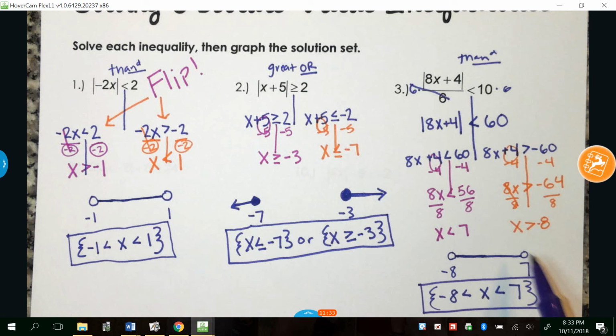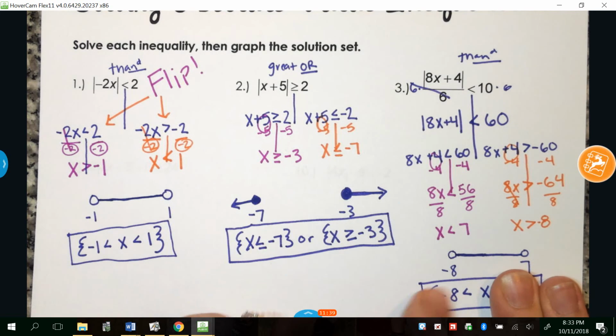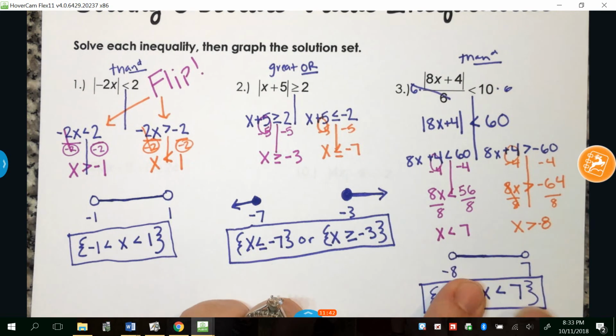Now if you notice, see how the mouth here with the negative 8 is eating the x? It's still eating the x if I look at it just one piece at a time. Okay, the mouth here is eating the 7. It's still eating the 7 if I look at it one piece at a time. Okay.